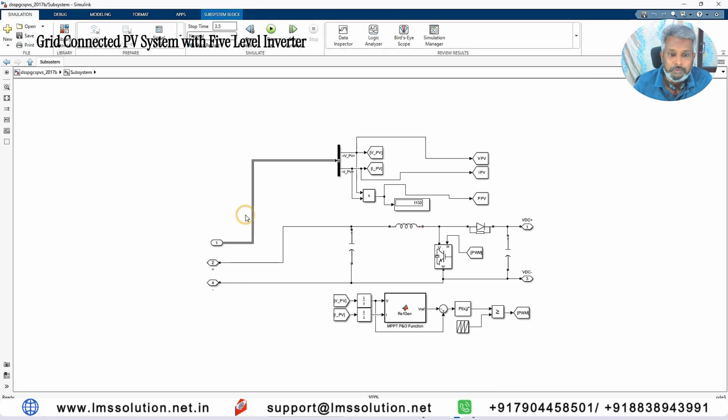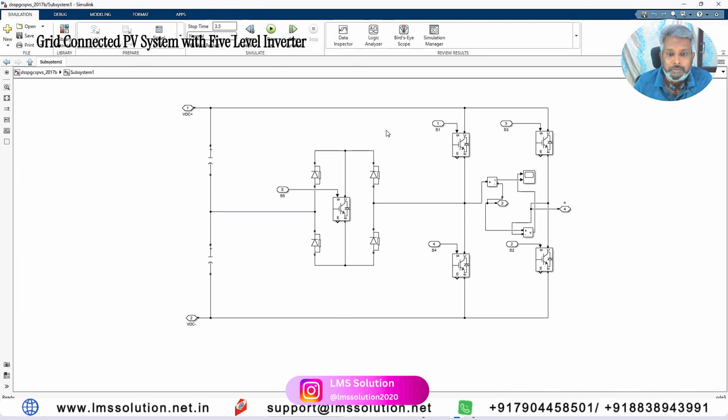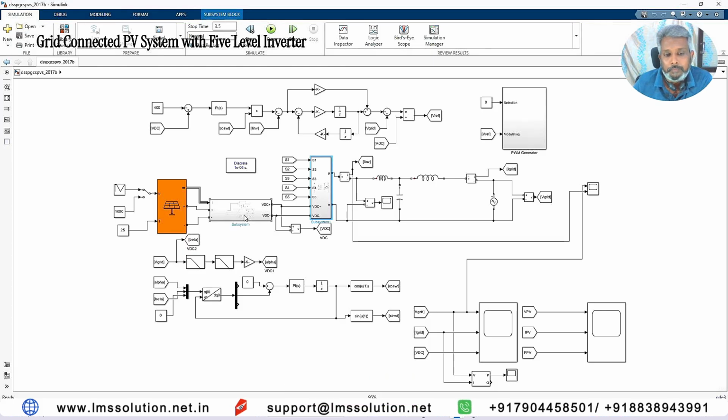First, we are using the boost converter in the first stage, and in the second stage we are using the 5-level multi-level inverter. The boost converter is going to operate along with the P&O MPPT to extract the maximum power from the PV, and this 5-level inverter is going to convert DC to AC by means of voltage and current control. For voltage control, here we are using PI controller. For current control we are using PR control.